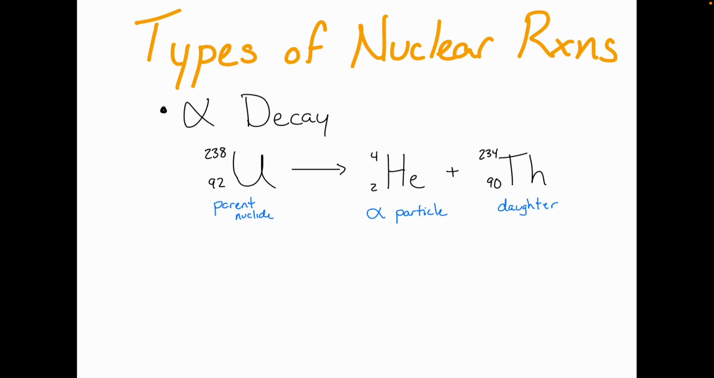And why would helium be a common sort of component of these reactions? What do we know about helium? Where does it live on the periodic table? It's a noble gas, right? Something that's nice and stable, a teeny tiny noble gas, right? So helium is a very common product in these nuclear reactions. And if helium is a product, that's what we call an alpha decay.